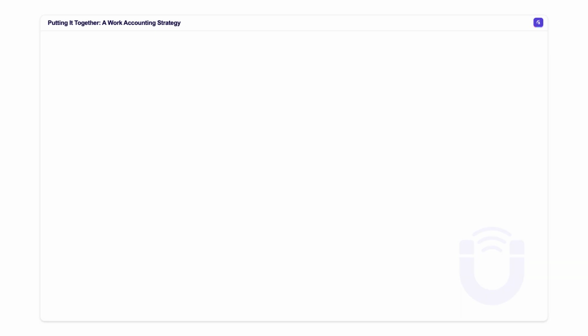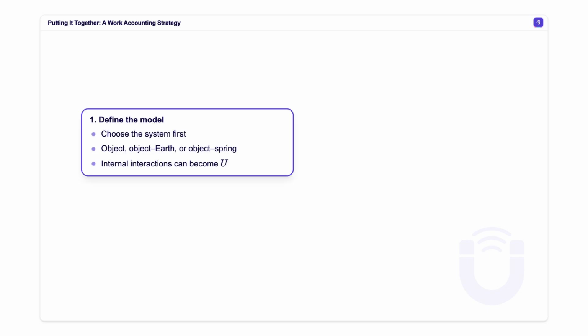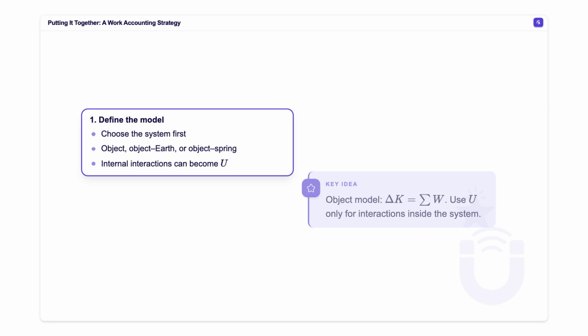Decide what energy model you are using before you write equations. That one choice keeps you from double counting energy or mixing incompatible ideas. First, define the model. Choose the system: the object alone, the object and Earth, or the object and spring. A system is the set of things you are treating as one unit, and that choice decides which interactions are internal. If gravity or a spring interaction is inside the system, its energy can be stored as potential energy. If that interaction is outside the system, then the force does work on your system instead.